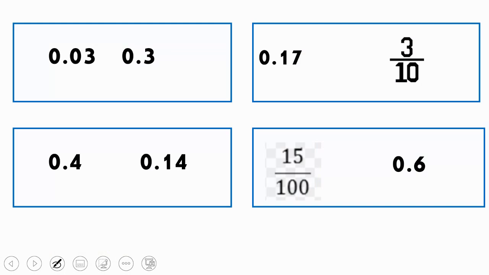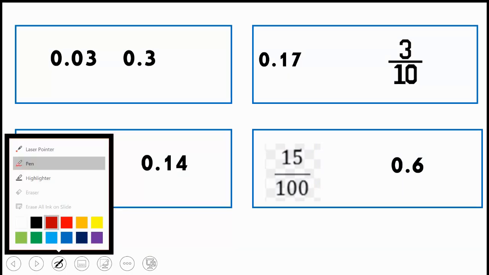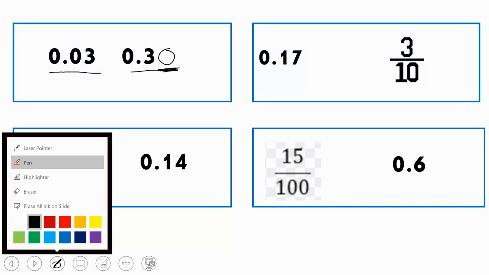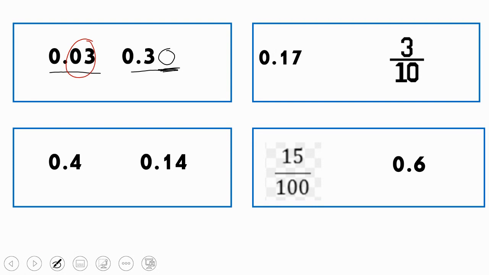All right, so what if I didn't have any models and I was just asked to compare? Well, we can use that same strategy. So if I look at 0 and 3 hundredths versus 0 and 3 tenths, I want to make this one have hundredths also so that they're easy to compare. So I'm going to just put that 0. And now I can see, wait a minute, okay, 3 hundredths is definitely smaller than 30 hundredths. So 30 hundredths is larger.